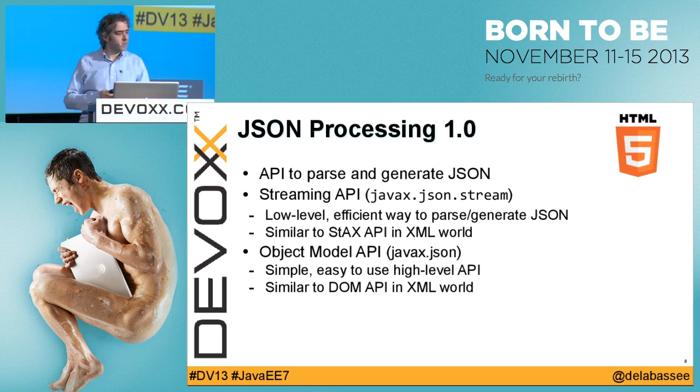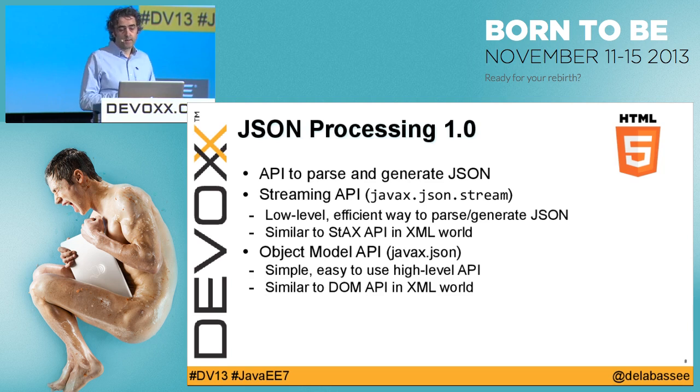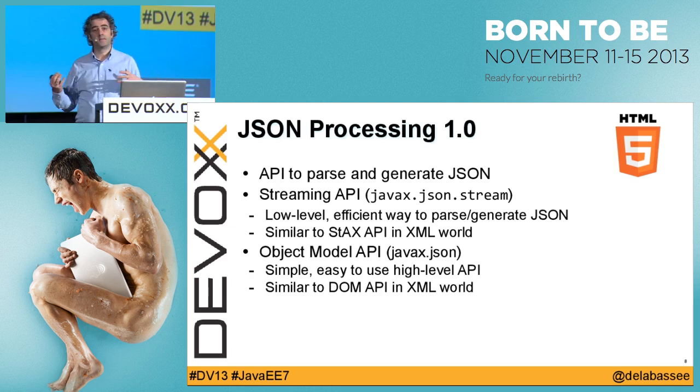The first API I want to talk about is JSON-P, JSON processing. It's an API to parse and generate JSON. It's not an API that can do binding, meaning binding from Java objects to JSON representation. That is not yet part of the API. That's something that should come later.